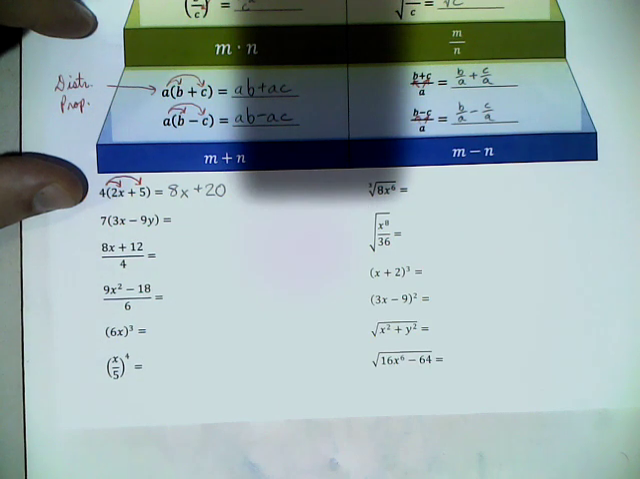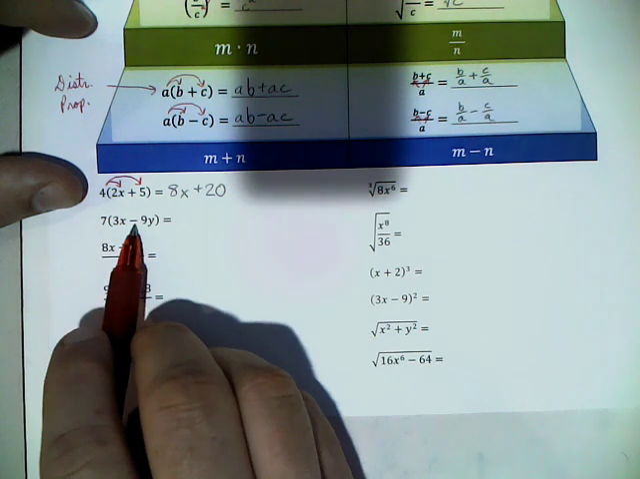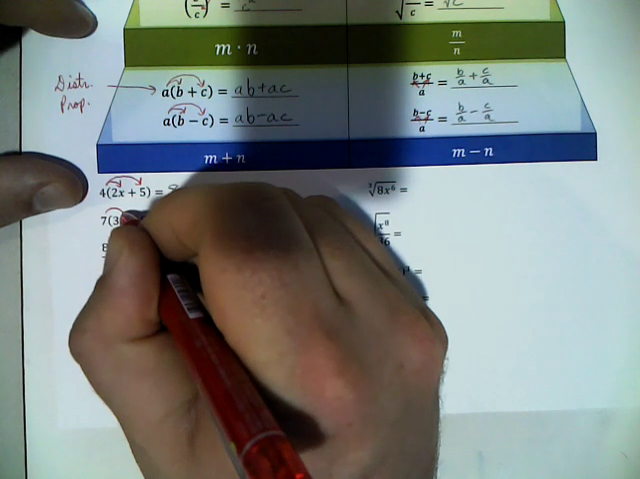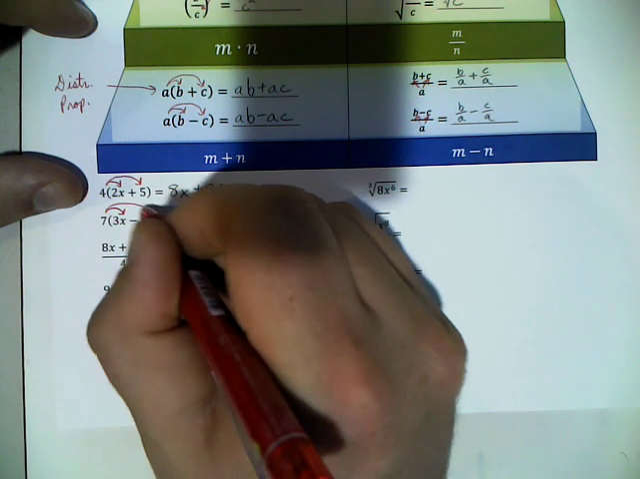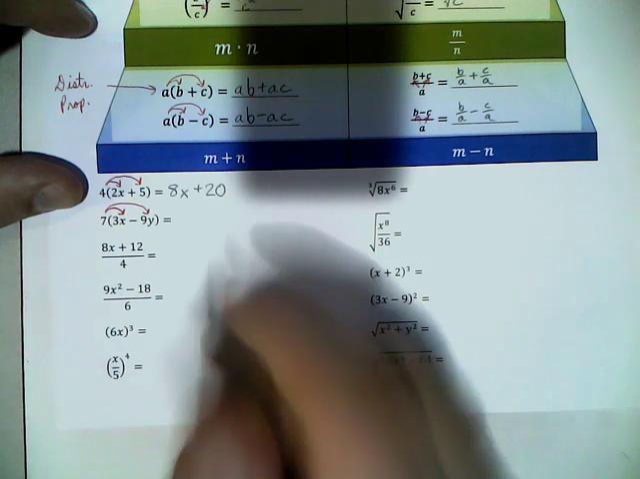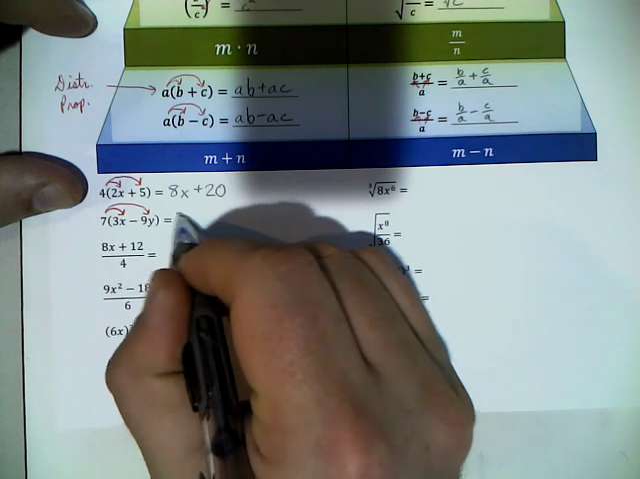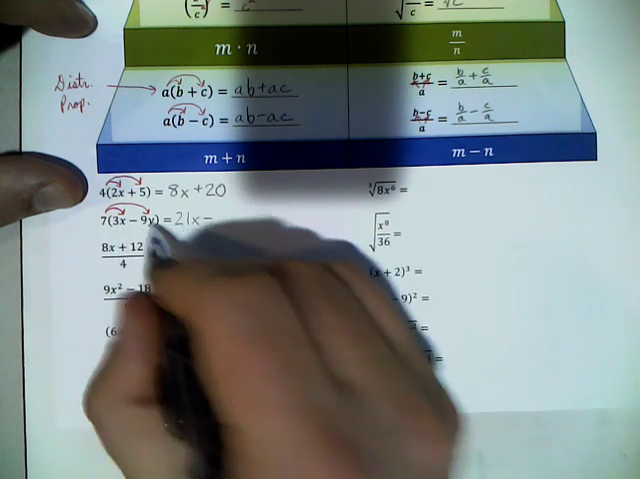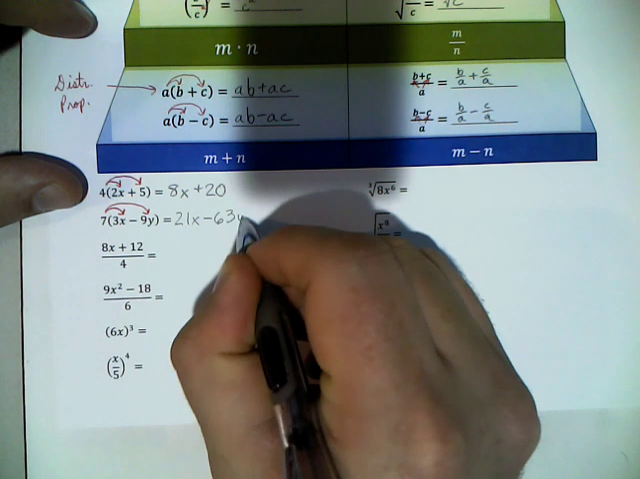Okay. Likewise, the stronger multiplication outside, the weaker subtraction inside. So what are we subtracting? Well, the 3x and the 9y. So 7 times 3x would be 21x, minus 7 times 9y would be 63y.